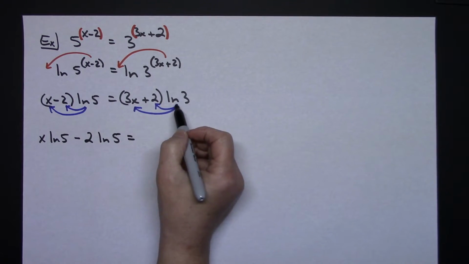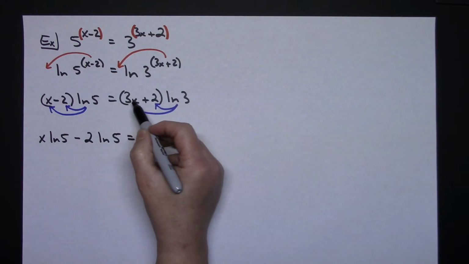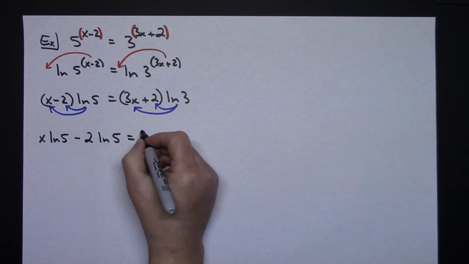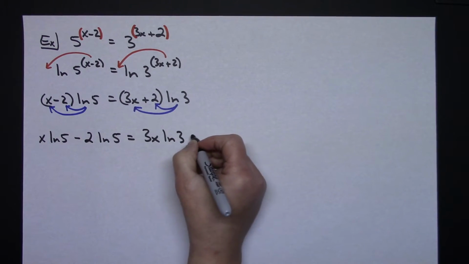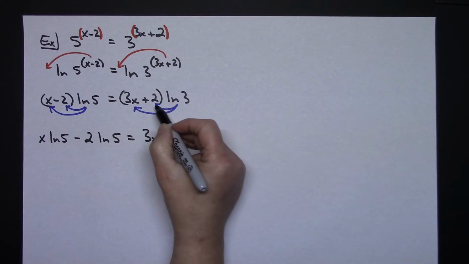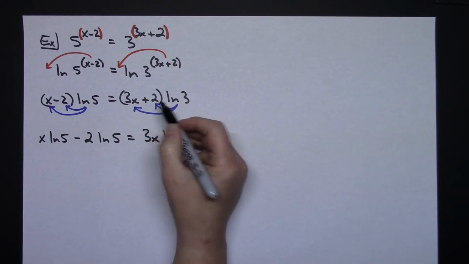Now, when I go to the right-hand side, I'm going to do the exact same thing. I'm going to take that natural log of 3 and multiply it by the 3x. So that's going to be my first term on the right-hand side, 3x times the natural log of 3. Plus, then I'm going to take that natural log of 3 times 2.